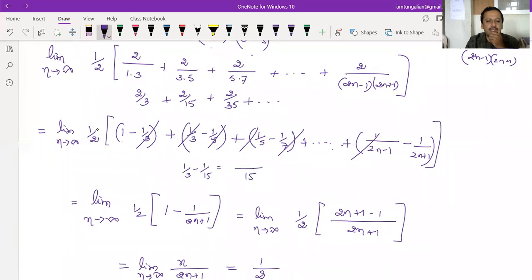Take LCM. 15 is the LCM. This is 1 by 3 minus 1 by 5. LCM is 15. 3 5s are 15, 5 3s are 15. 5 minus 3, that is 2 by 15. Okay. So I'm writing 2 by 15 as 1 by 3 minus 1 by 5. Similarly, 2 by 35 can be written as 1 by 5 minus 1 by 7.